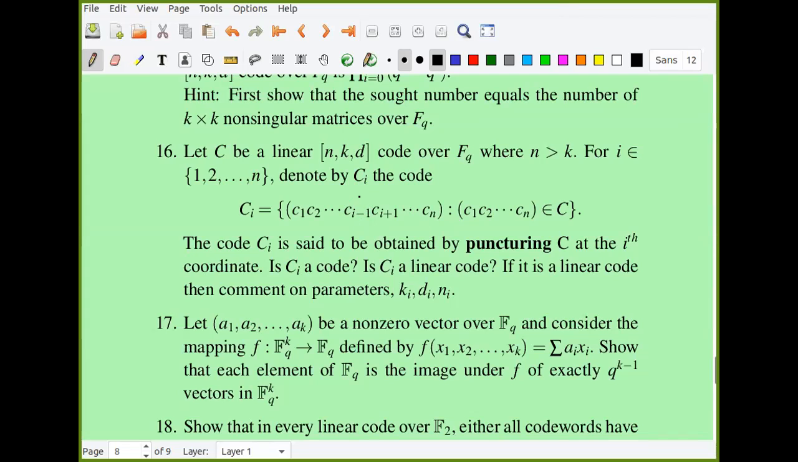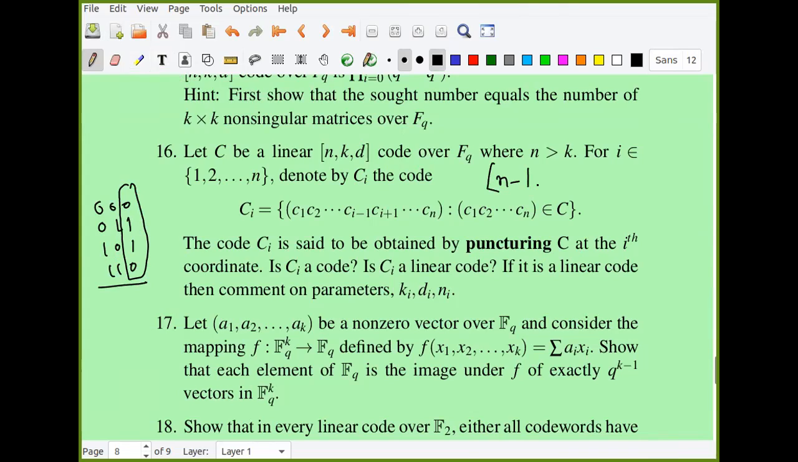Just delete the ith coordinate. For example, look at this: 0, 0, 0, 0, 1, 1, 1, 0, 1, 1, 1, 0. If I delete the last entire coordinate, I'll get some code like that. So you take the ith component and remove it. That is called puncturing. Then what is the length now? N minus 1, because one symbol is missed. So it is n minus 1.